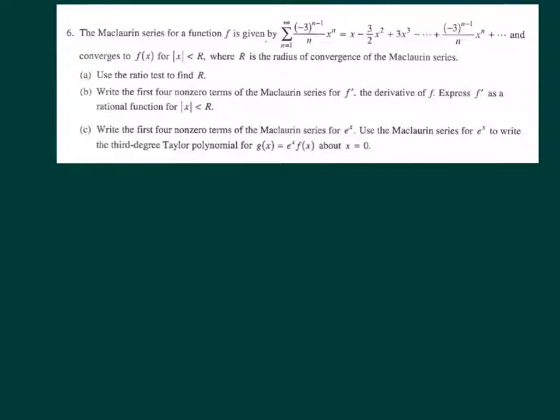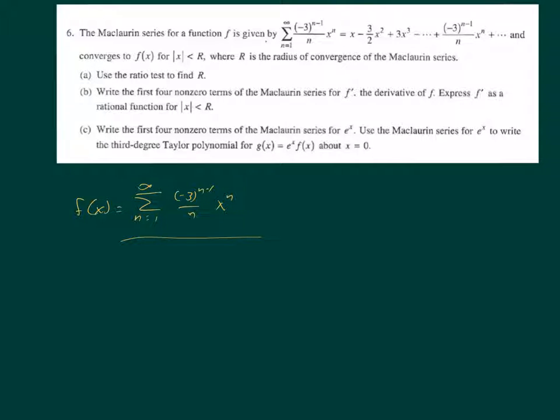So you have that. Next one, write the first 4 non-zero terms of the Maclaurin series for f prime, the derivative of f, and express f prime as a rational function. So in this case, you really have 2 options. Option 1 is, f of x here is equal to that sum where n equals 1 to infinity of -3 to the n minus 1 over n times x to the n. You can take the derivative of that and work with that. Or do the expansion.